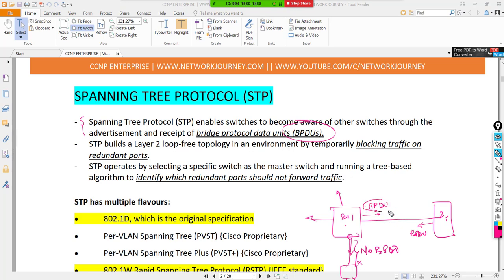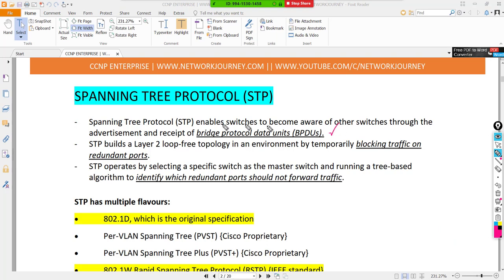Okay, now what is the content of these BPDUs? This we will discuss in today's class. I'm going to show you what the content of a BPDU is, how this is going to help STP, how the calculations happen, and what the algorithm is. So that was the first topic.